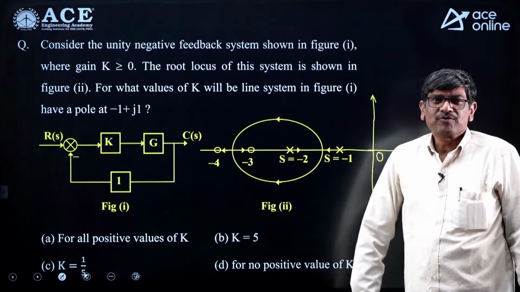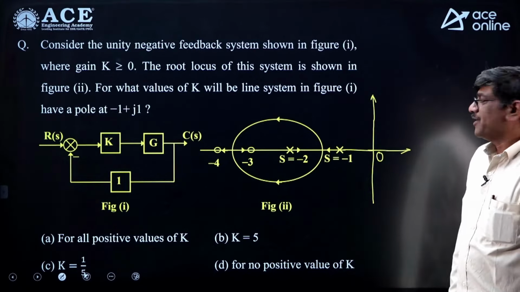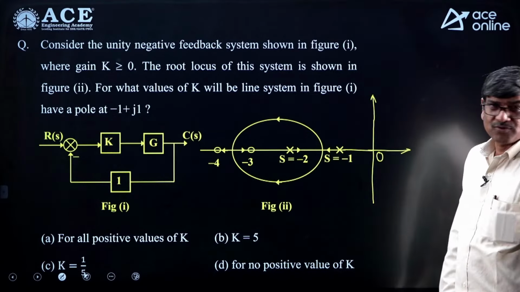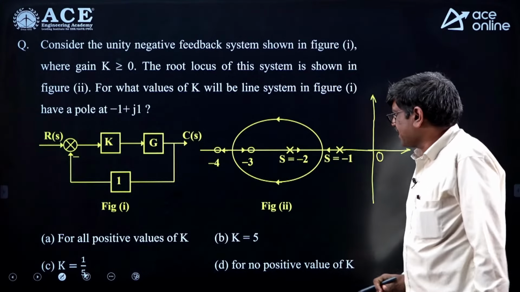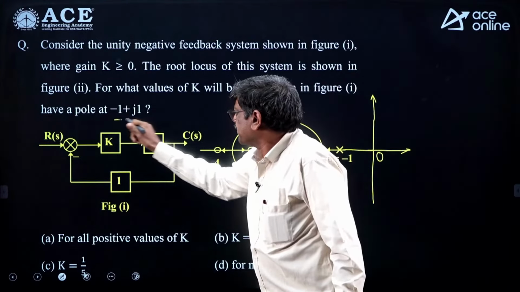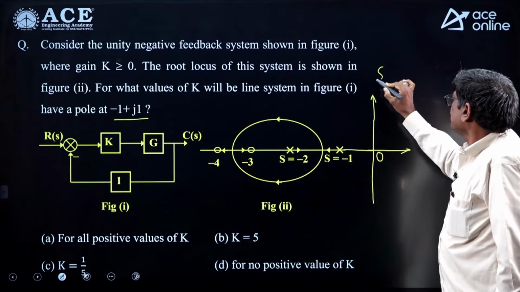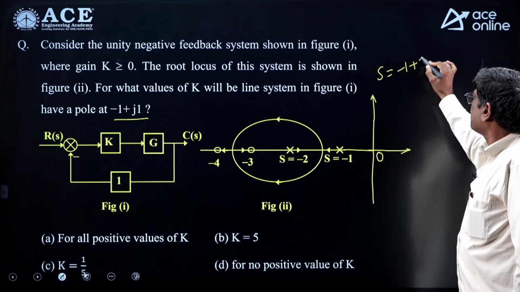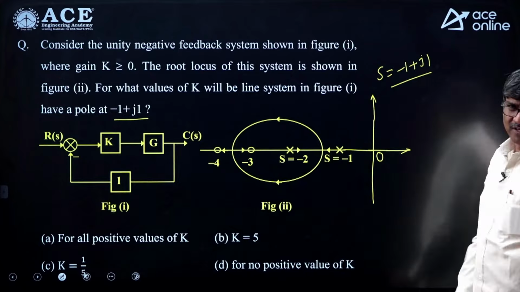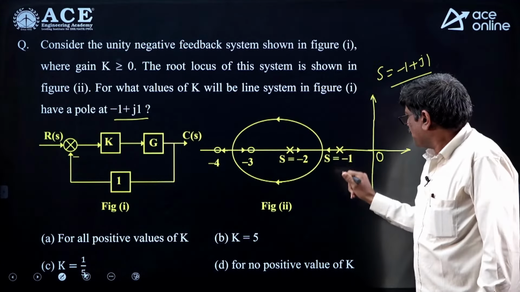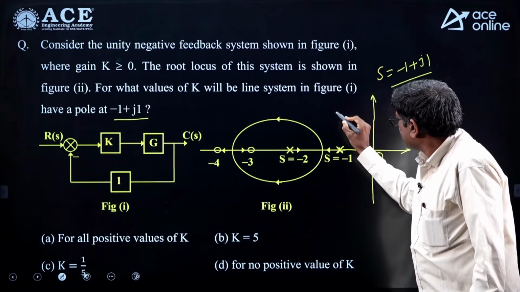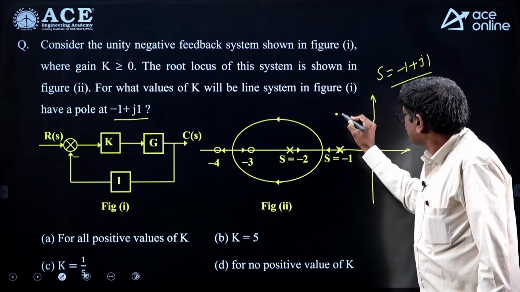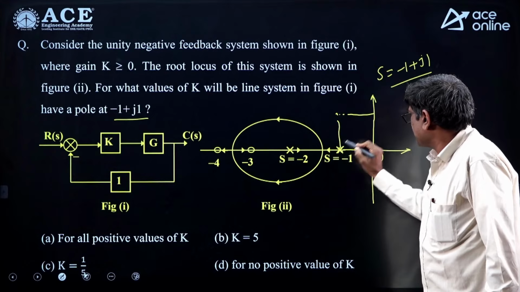In controls, 5 questions were asked, total weightage is 8 marks. This is one question related to the root locus diagram. It is asking the k value at the pole location s equal to -1 plus j1. The given point is here. This is the point, minus 1 plus j1.